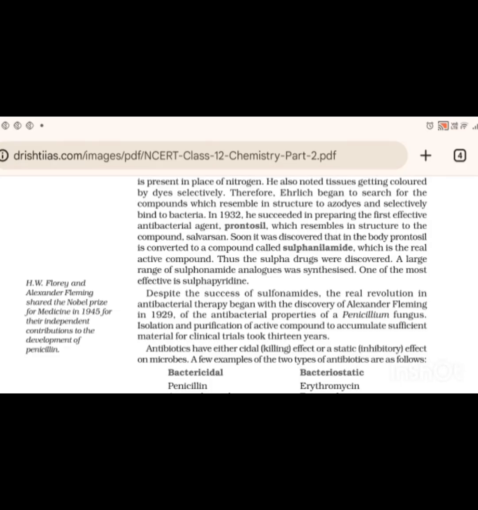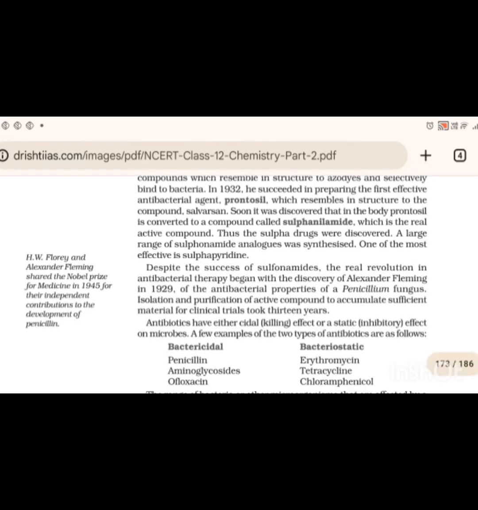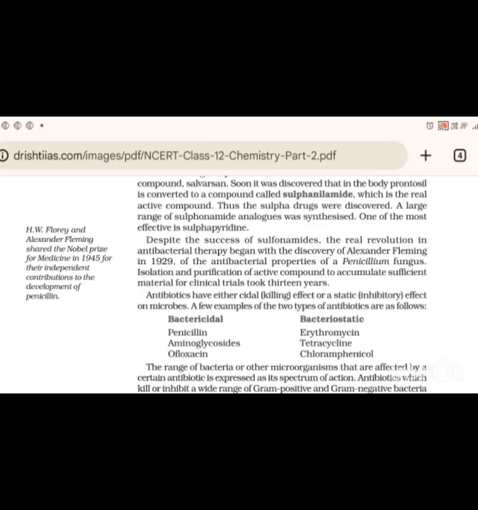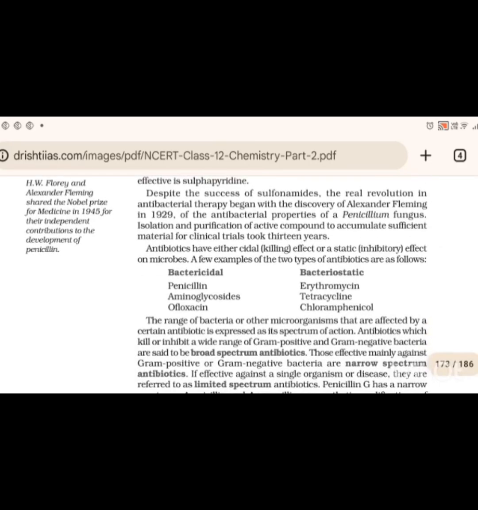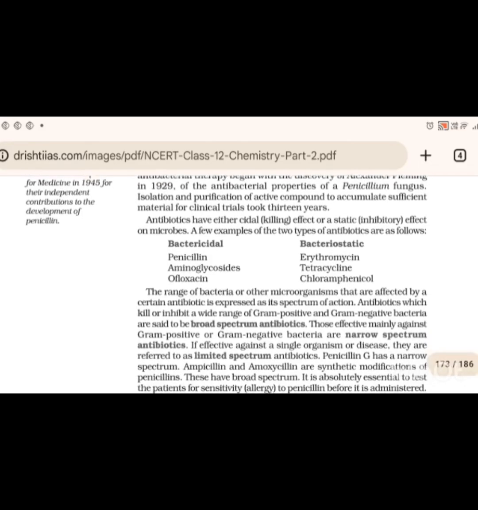Despite the success of sulfonamides, the real revolution in antibacterial therapy began with the discovery by Alexander Fleming in 1929 of the antibacterial properties of the penicillium fungus. Isolation and purification of the active compound to accumulate sufficient material for clinical trials took 13 years. Antibiotics have either a cidal killing effect or a static inhibitory effect on microbes. A few examples of the two types are bactericidal and bacteriostatic. The range of bacteria or other microorganisms that are affected by a certain antibiotic is expressed as a spectrum of action.